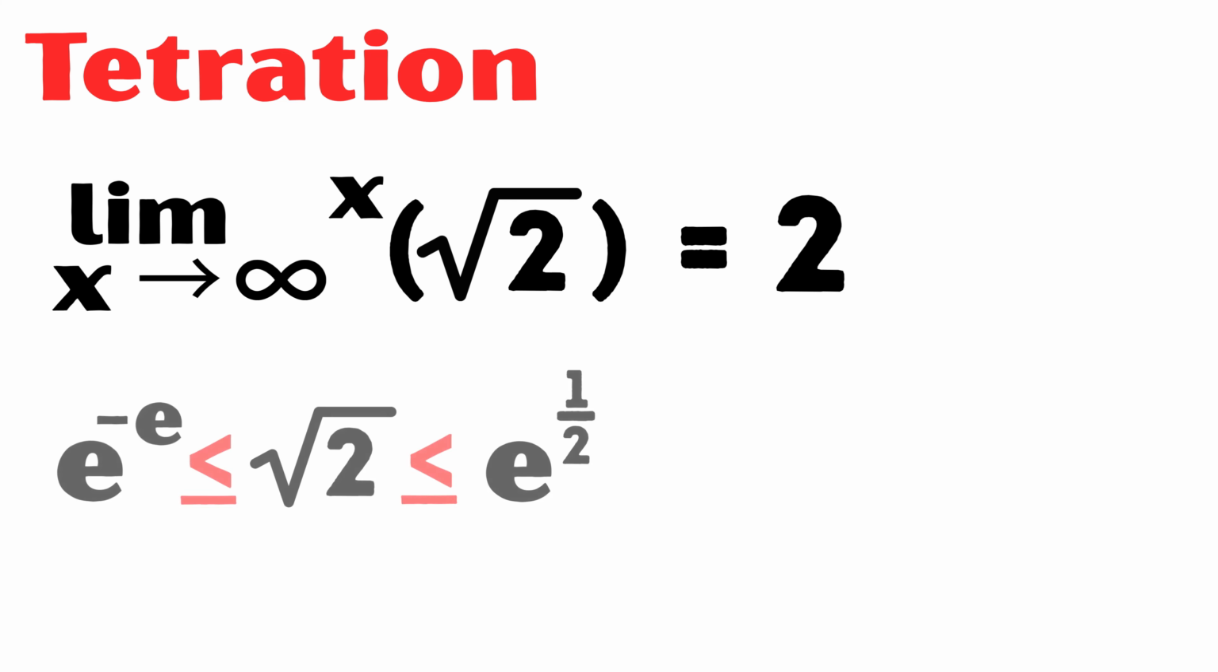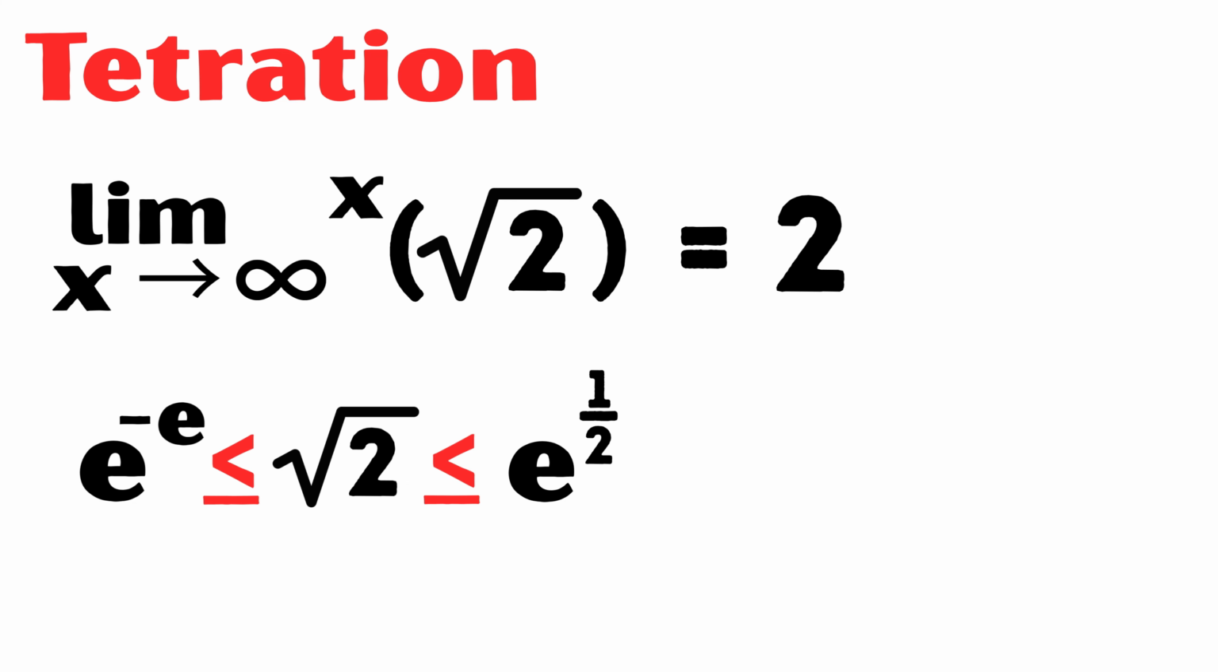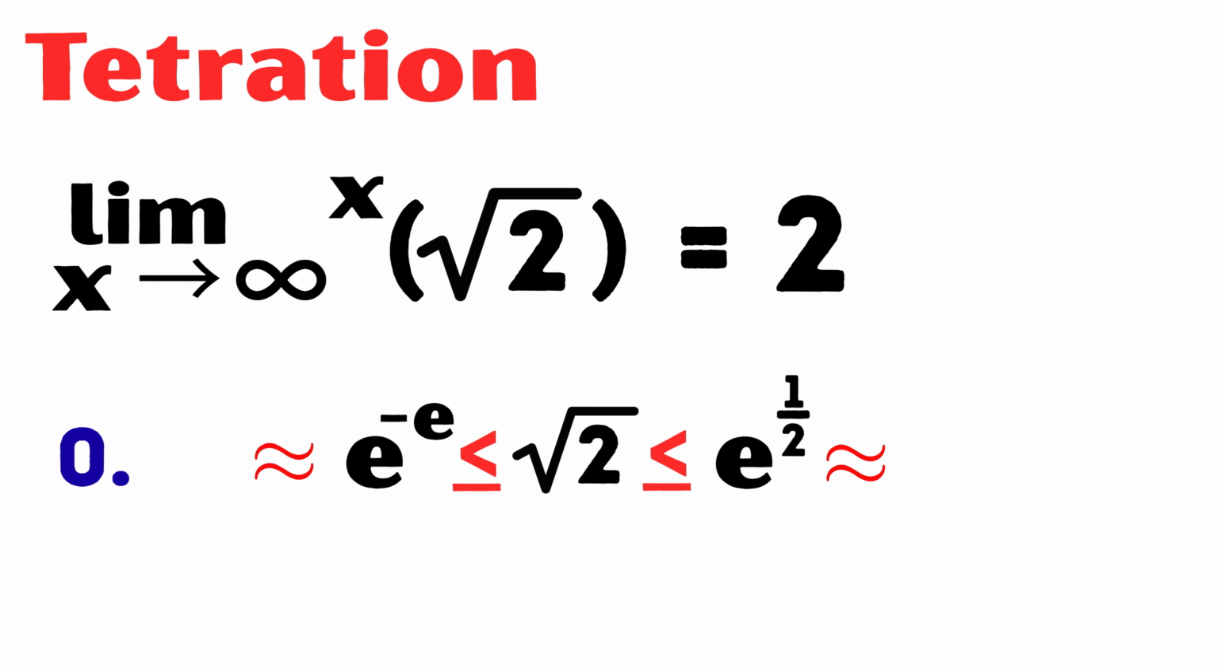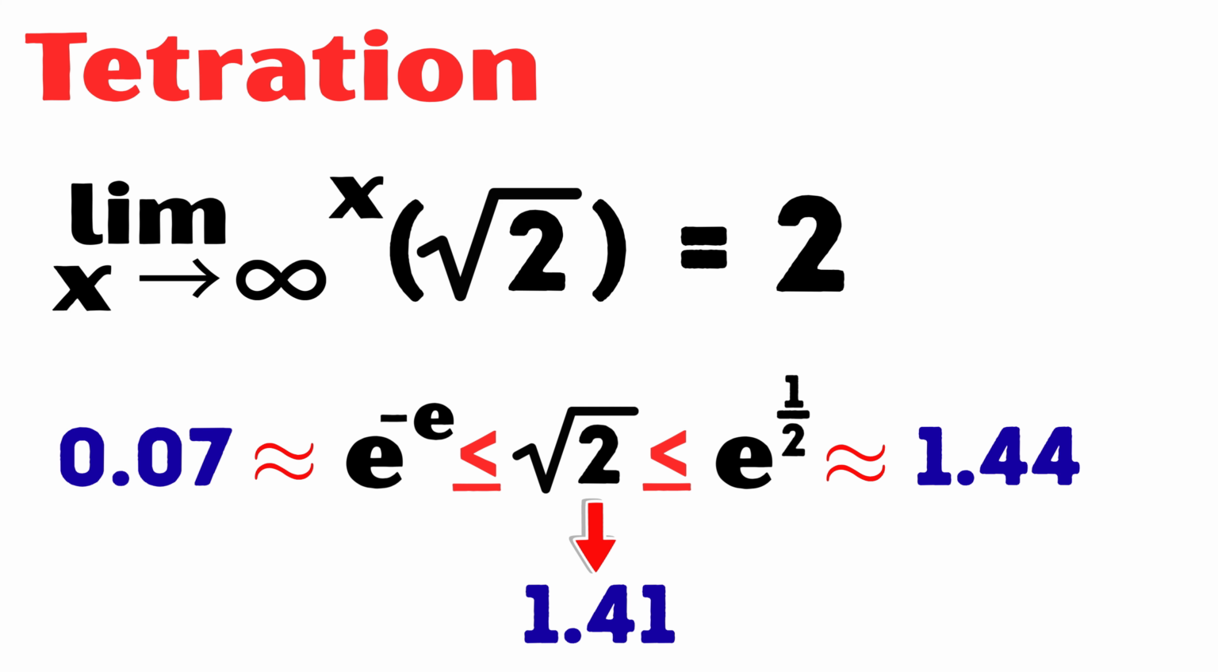A limit exists when we tetrate a number between e to the power of negative e and e to the power of 1 over e, which is roughly the interval from 0.07 to 1.44. Since the square root of 2 is about 1.41, it falls perfectly within this range.